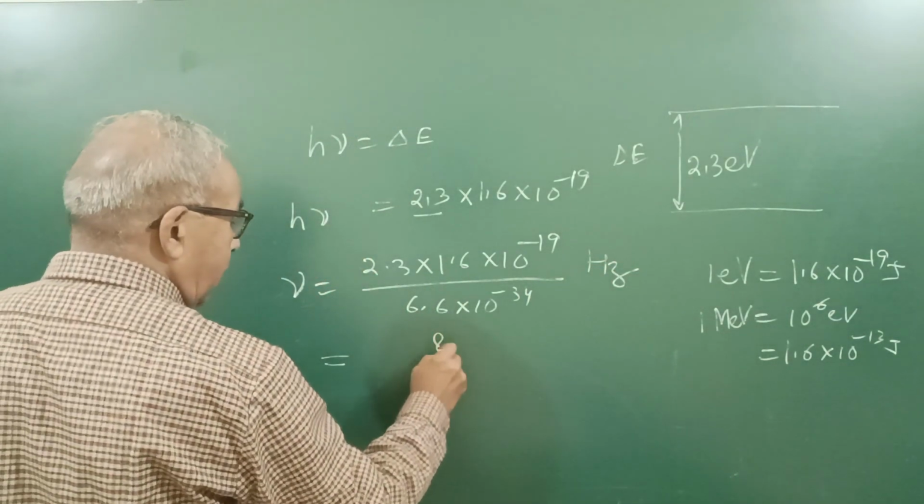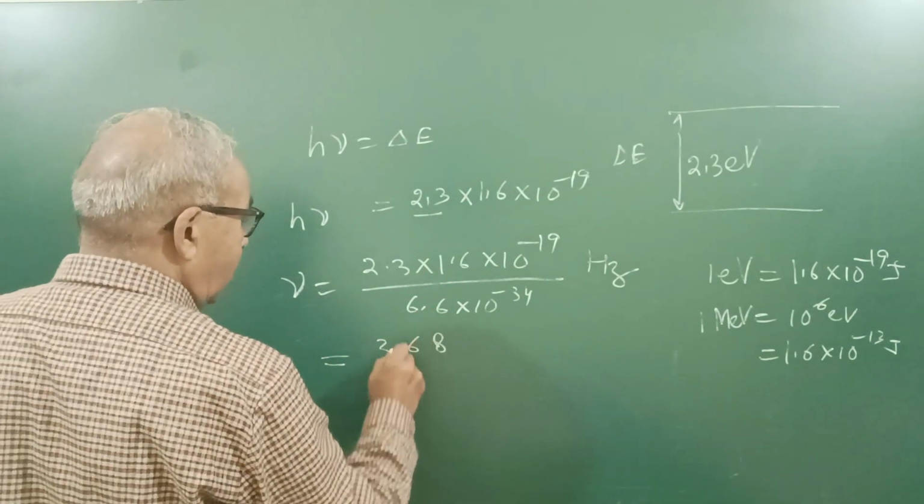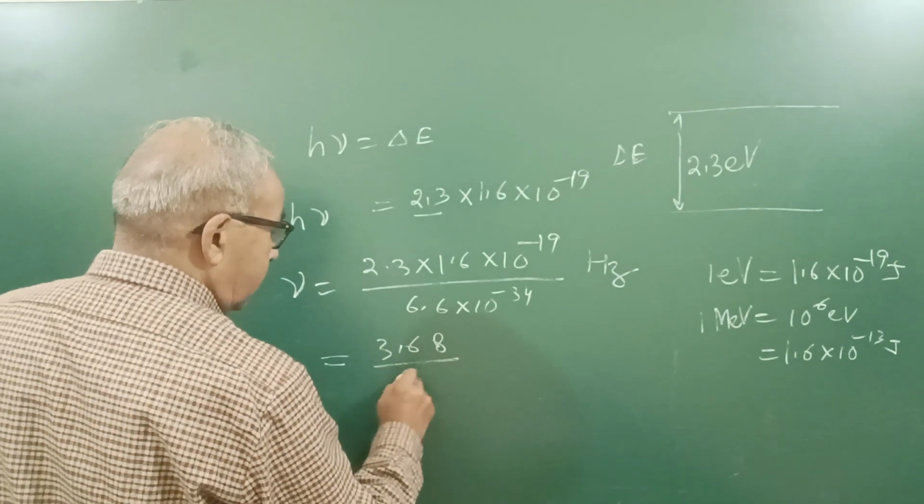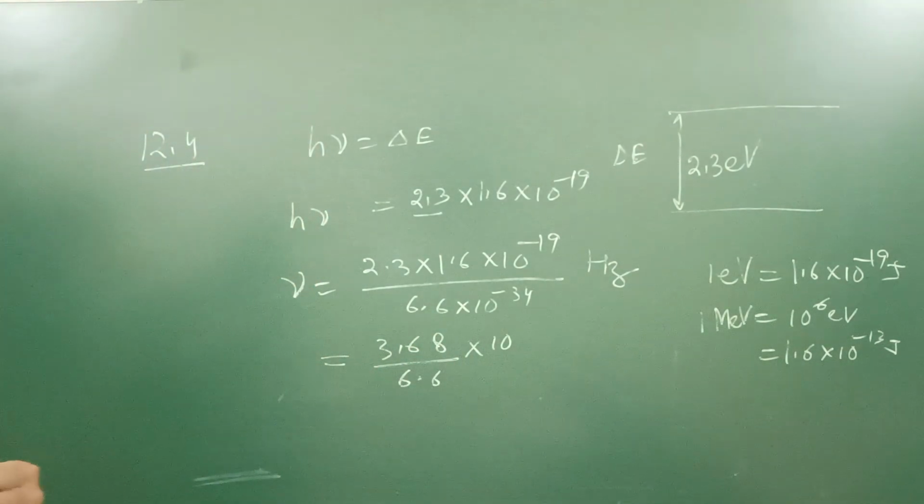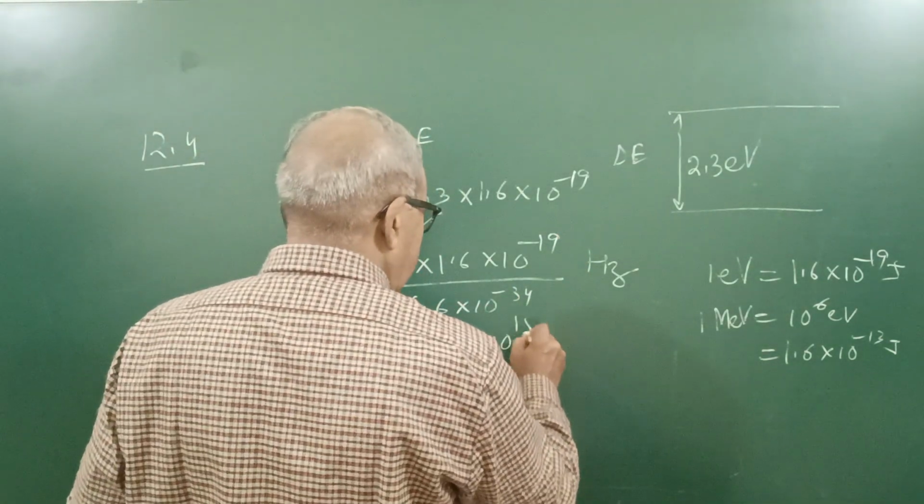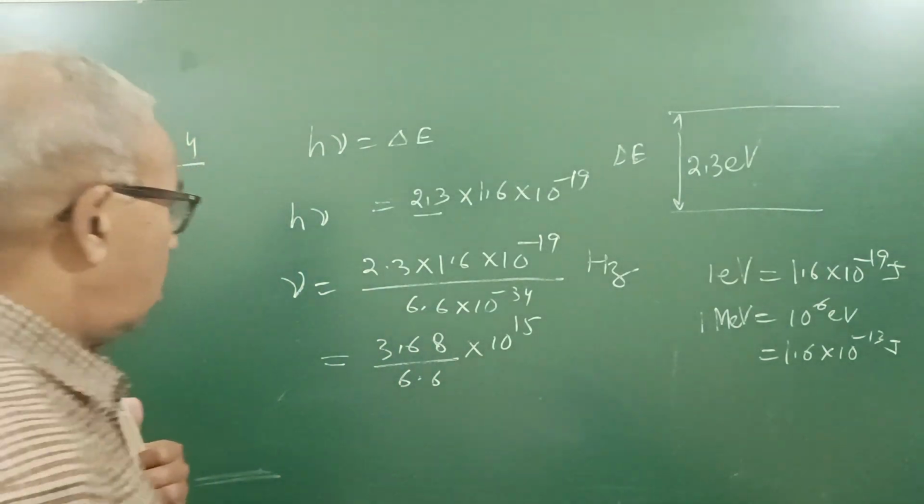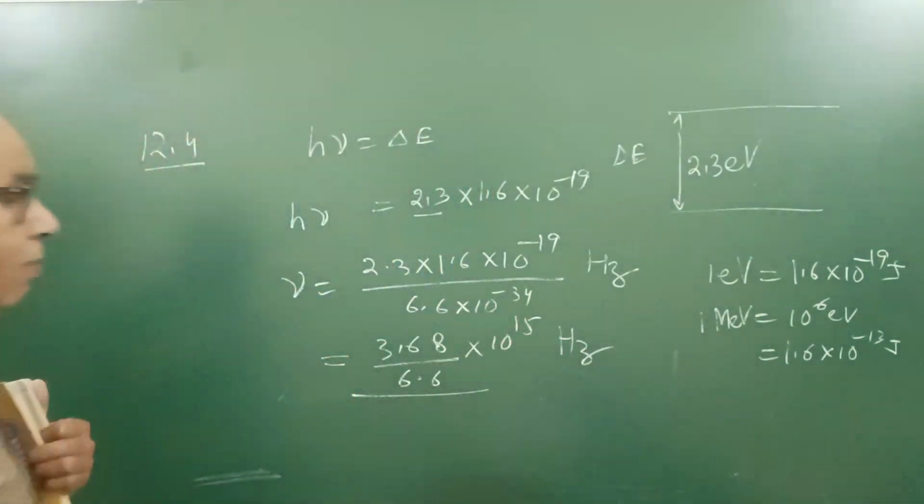16 is 48, 4. 16 is 34, 4, 36. Decimal after 2 upon 6.6 10 to the power, subtract it, you will get 15 plus 15 now. You divide it and get the answer verified from the book.